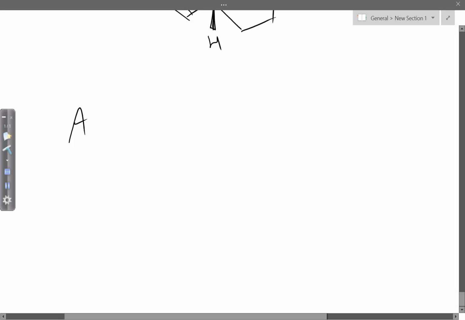A is 1, 2, and 3. B is 1, 2. C is 2, 3. D is 1 only. Right. So since 1 and 3 are correct, 2 must be correct. Right? 2 is just used to confuse you. Some people see 2, they don't do this question.